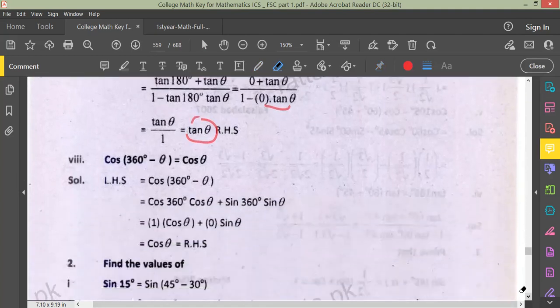Similarly, we can do the last part of question number 1, which is equal to cos of 360 minus theta. So you can apply the formula of cos of alpha minus beta, which is equal to cos of 360 cos of theta plus sine of 360 sine of theta. So cos of 360 is equal to 1. Similarly, sine of 360 is equal to 0. So this expression will be equal to 0. So our final answer will be equal to cos theta. So left hand side of this question is equal to right hand side.